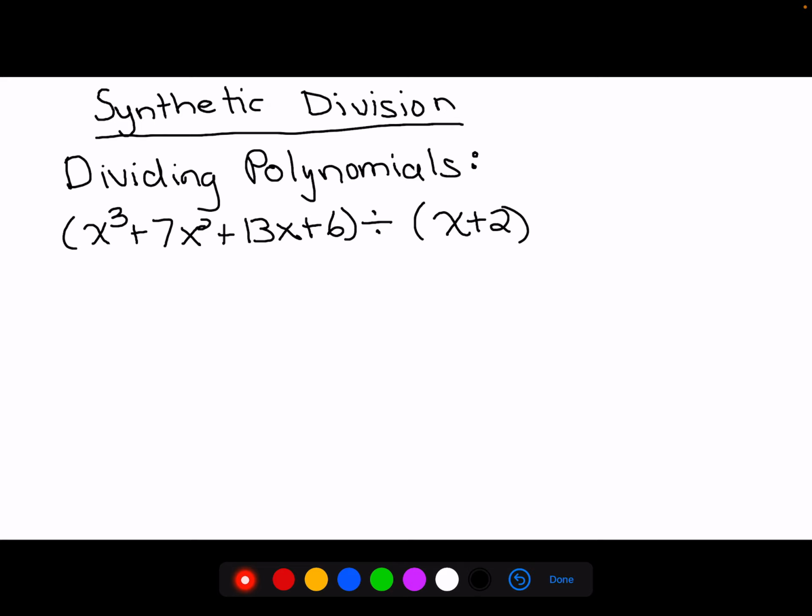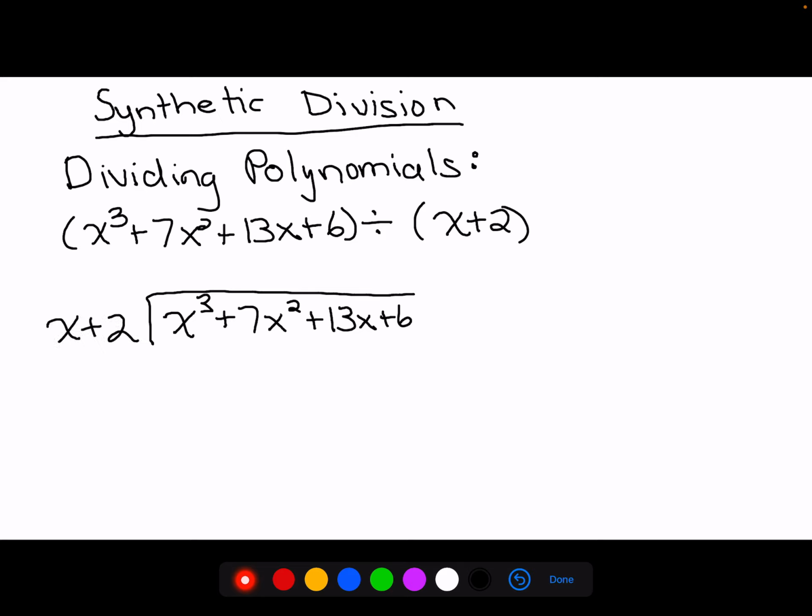So you can take the first polynomial, and that is your dividend, so that goes on the inside. X cubed plus 7x squared plus 13x plus 6. And you can divide that by the divisor, x plus 2. And then your quotient's going to go up above your dividend, and then your remainder will get written up there with the quotient as well.